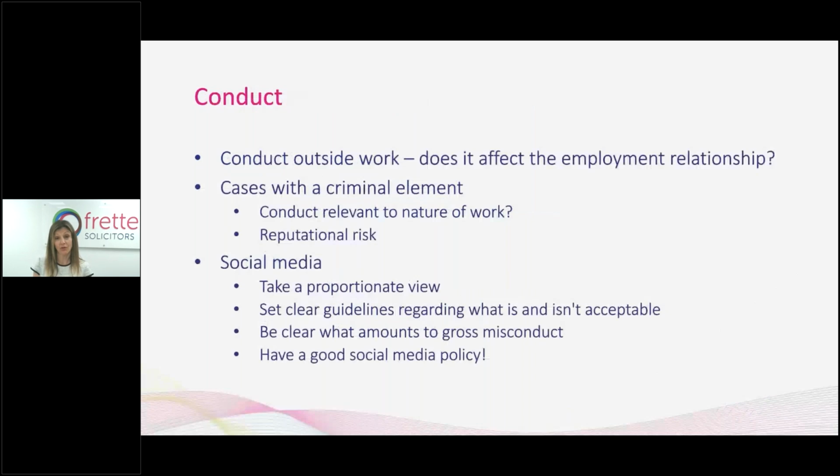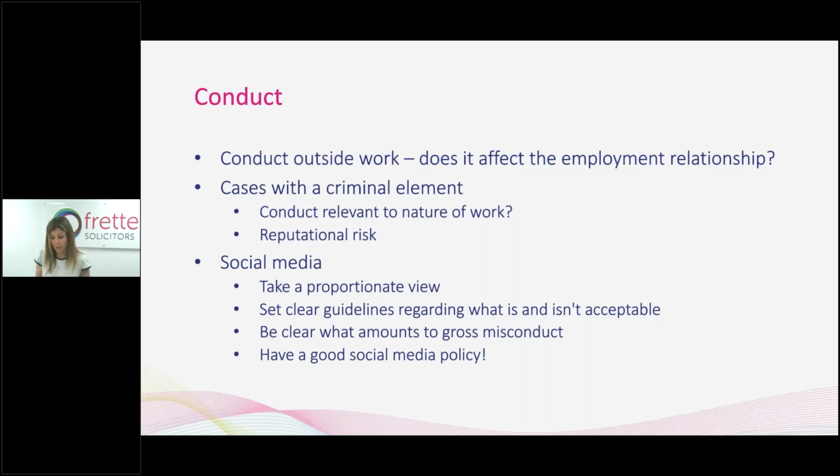What about conduct outside of work? Can we take account of conduct outside of work when we're looking at disciplining or dismissing? Well, it depends. The key question is whether the conduct in question affects the employment relationship. So does the conduct in question affect the employee, or could it affect the employee when carrying out their work?